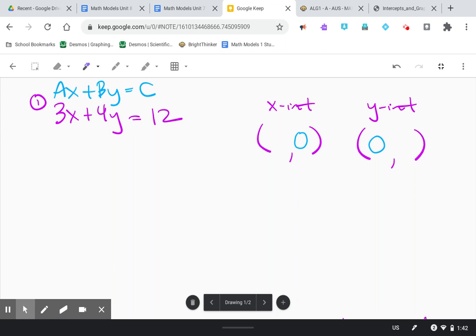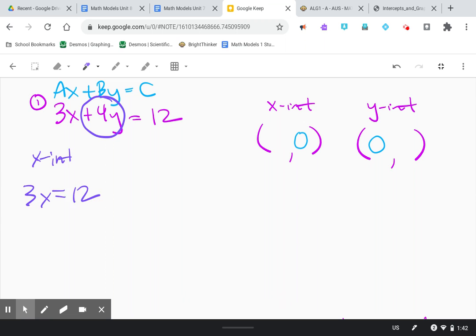So when I look for the x-intercept, I'm going to solve this equation, 3x equals 12. So in other words, I'm taking away the 4y. And I need to solve that equation, 3x equals 12. Whereas for the y-intercept, I do the opposite. I take away the 3x, leaving me with 4y equals 12.